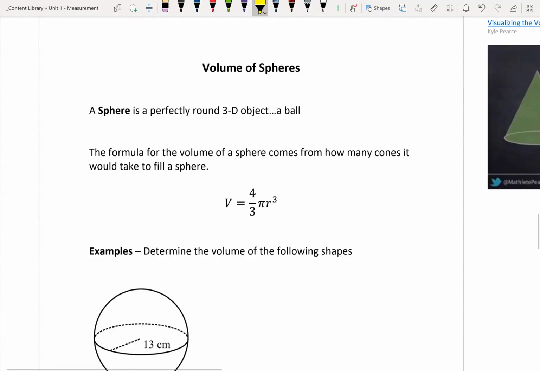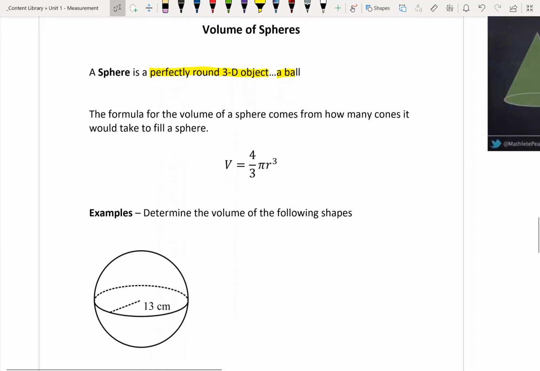In today's note, we'll be looking at the volume of spheres. A sphere is a perfectly round 3D object, or simply put, a ball. The formula for the volume of a sphere comes from how many cones it would take to fill a sphere. From that experimentation, we get that the volume of a sphere is equal to 4 over 3 times pi times r cubed.